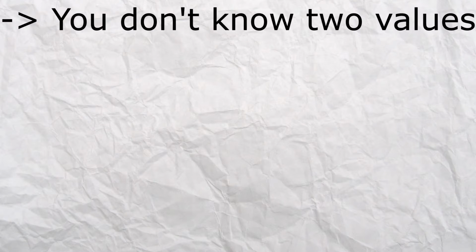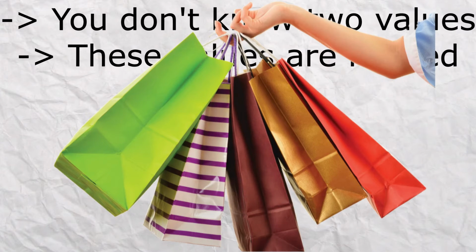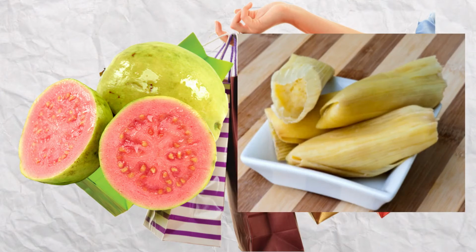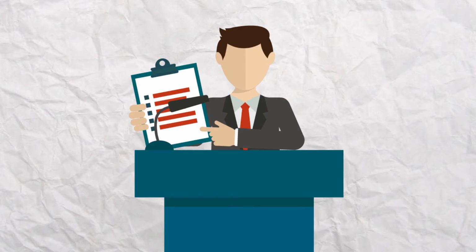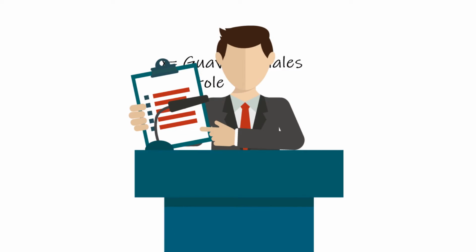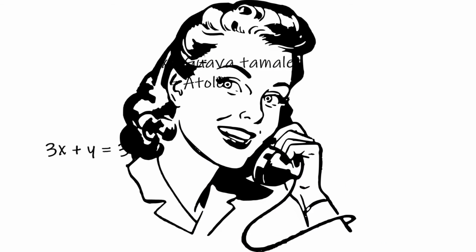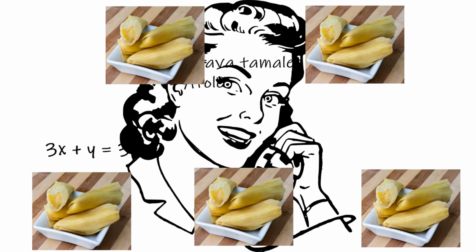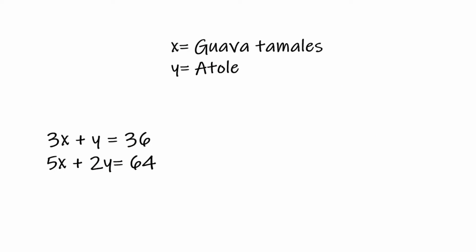This system of equations is going to help you when you don't know two values, and these values are related. To put a very ordinary example, let's think that you're going to buy guava tamales. But before buying them, you want to know the prices. So for this, you ask two friends who went to a tamales place. One of them said, I don't remember the price, but I think I bought 3 guava tamales and 1 atole. I spent 36 pesos. And the other said, I think I bought 5 guava tamales and 2 atoles. I spent 64 pesos.